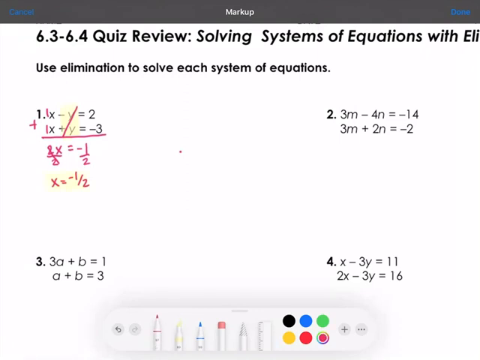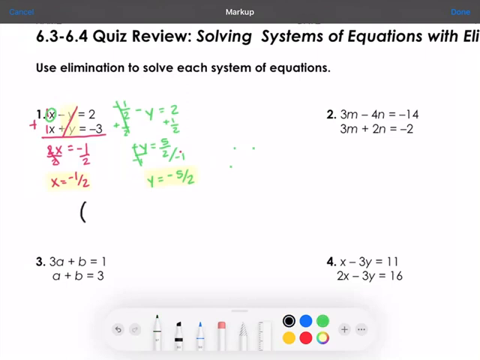Now I can take this x value and plug it back into one of the original equations, and I can solve for y. So I'll go ahead and plug it into this first equation here. In place of x, I'm going to put negative 1/2, minus y equals 2. So I want to add 1/2 to both sides. So I get negative y equals 2 plus 1/2. That's 2.5, or 5/2. And then I can divide both sides by negative 1, which will give me y equals negative 5/2. So that's my value for y, and I want to write my answer as an ordered pair.